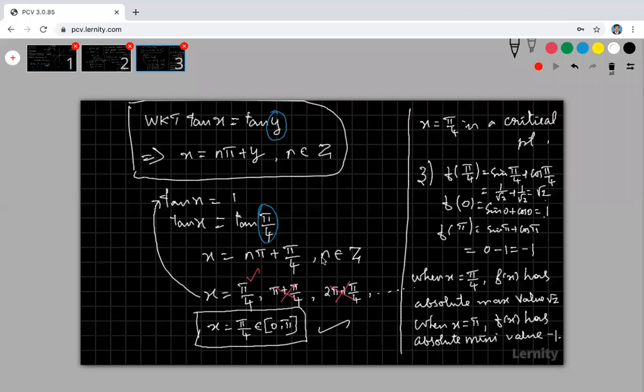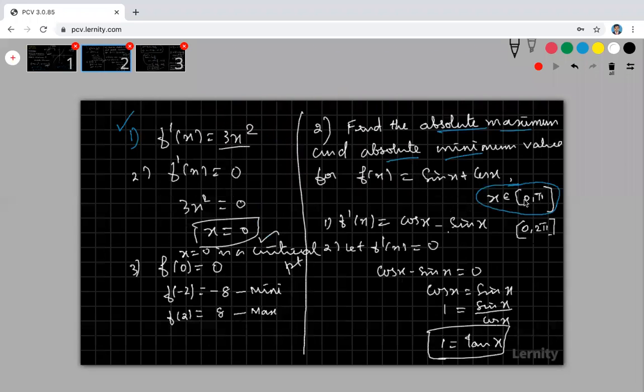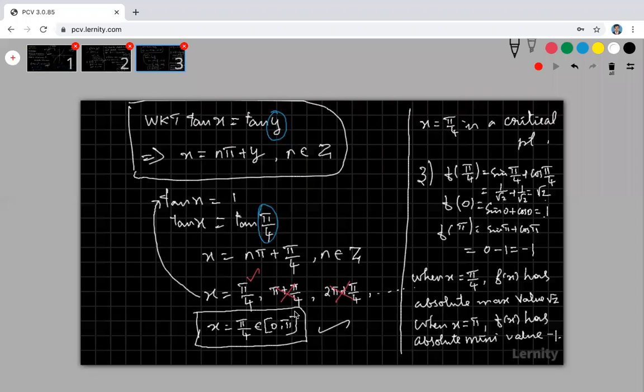When we apply n equal to 0, 1, 2, 3, we are getting so many values. But in these values, only one value belongs to the given interval. If my interval is 0 to 2 pi, we will get one more value: 5 pi by 4 also belongs to that interval. So here we have only one critical point. X is equal to pi by 4 is a critical point.